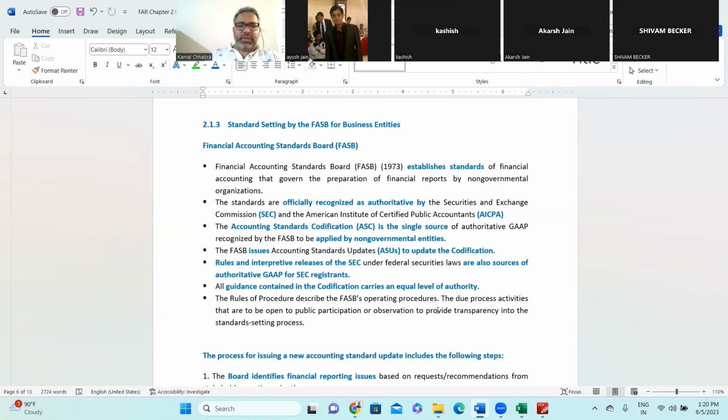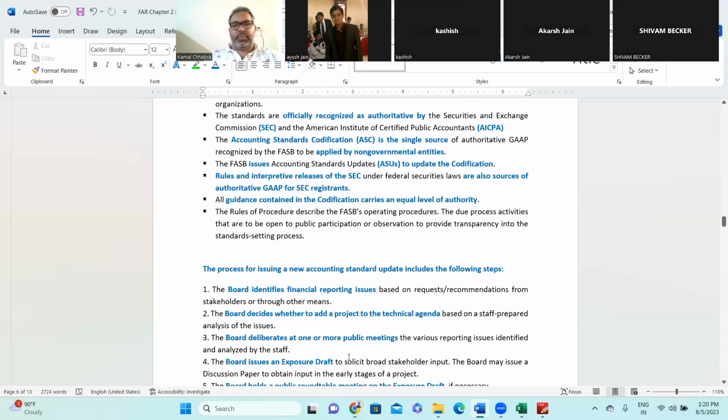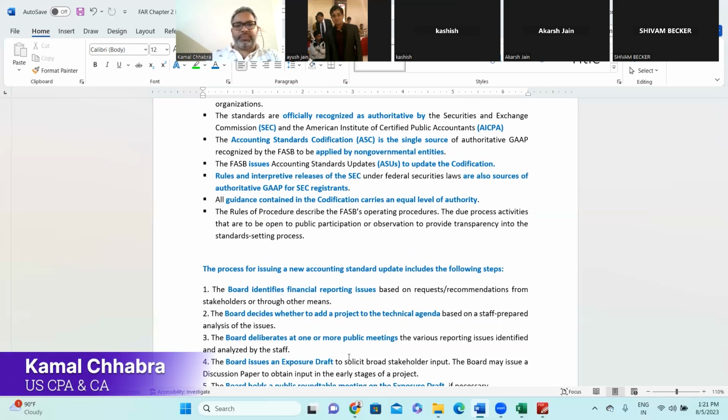Right, coming back to the notes here. The second point is that standards are officially recognized as authoritative by the Securities and Exchange Commission. So whatever the Accounting Standards Codification FASB made is recognized as authoritative by the SEC, the Securities and Exchange Commission, and the AICPA. Right.